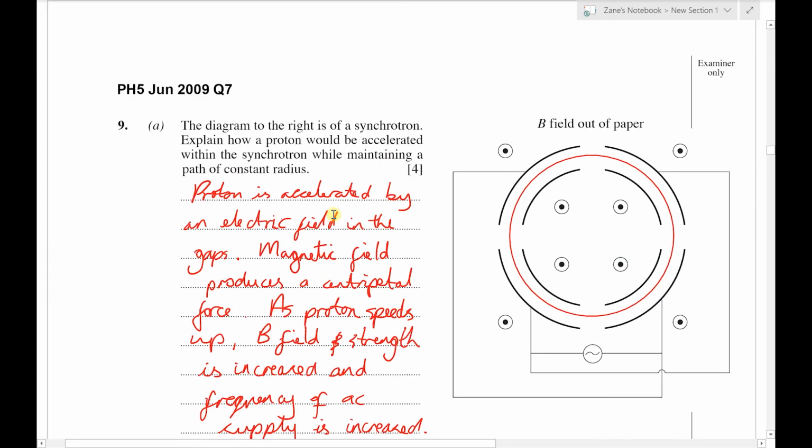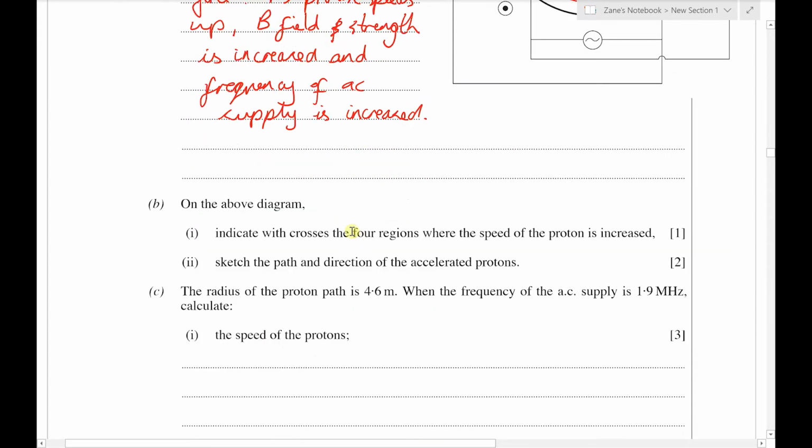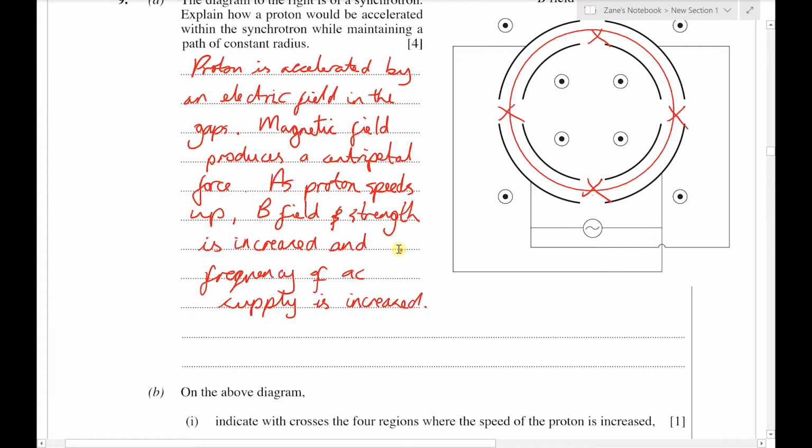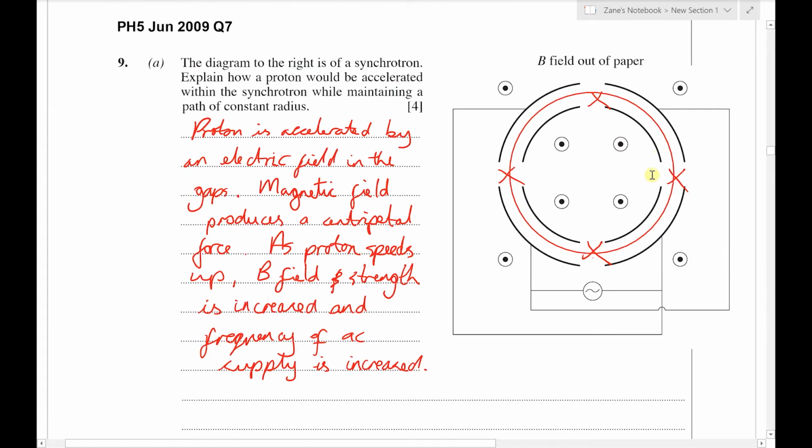Okay, next, on the above diagram we've got to indicate with crosses the 4 regions where the speed of the proton is increased. So we've already mentioned that's these 4 gaps. And we've also got to sketch the path and direction of the accelerated protons. So I've already sketched the circular path. Now we've got to work out the direction of the protons.